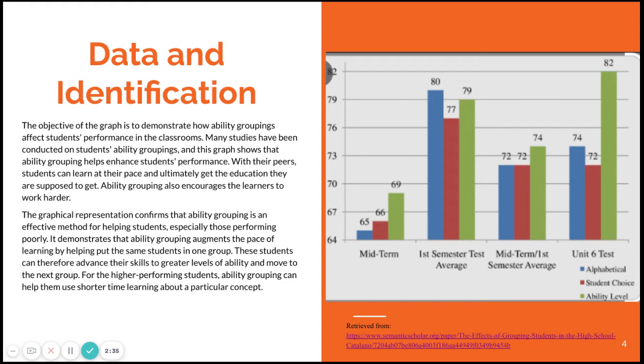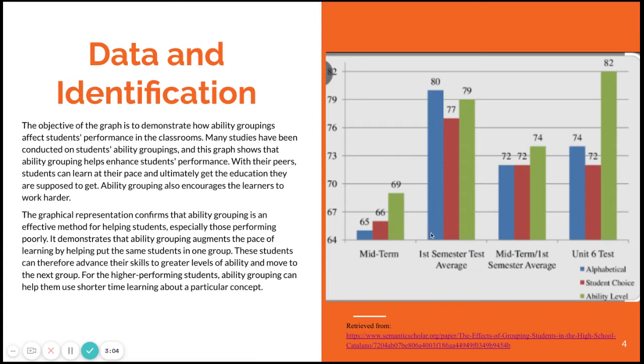The graphical representation confirms that ability grouping is an effective method for helping students, especially those performing poorly. It demonstrates that ability grouping augments the pace of learning by helping put the same students in one group. These students can therefore advance their skills to greater levels of ability and move to the next group. For the higher performing students, ability grouping can help them use shorter time learning about a particular concept.